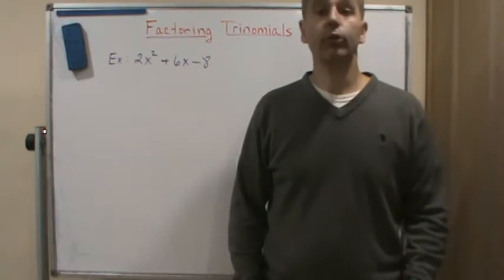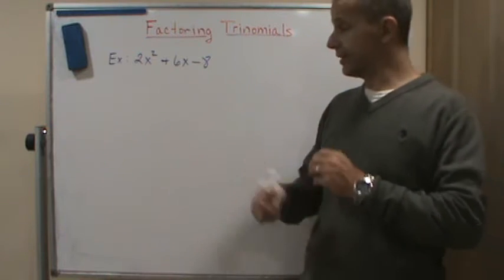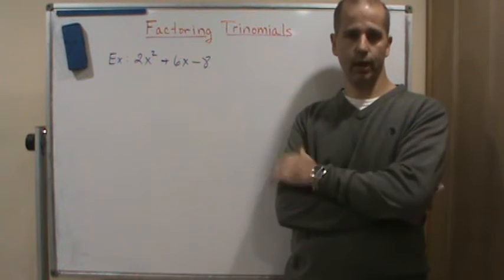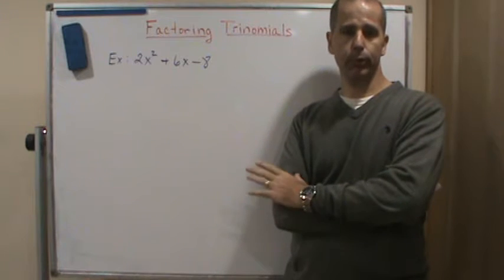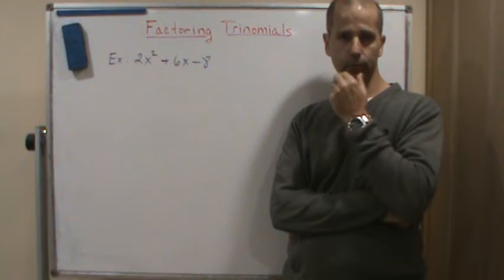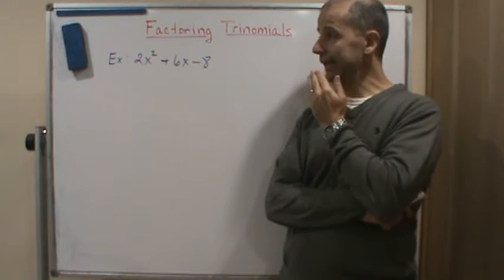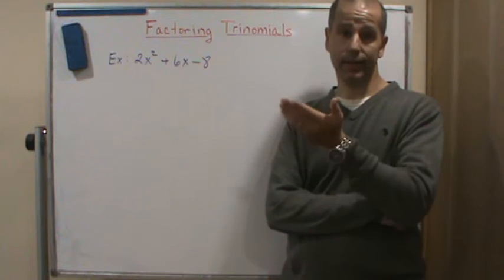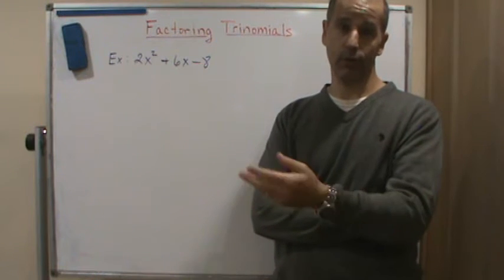Okay, so let's look at this example here and let's revisit the process of factoring. Always remember the very first step we do is we always look for a greatest common factor. And even here, why do we do that? Because we're going to have to end up factoring out the greatest common factor anyway.